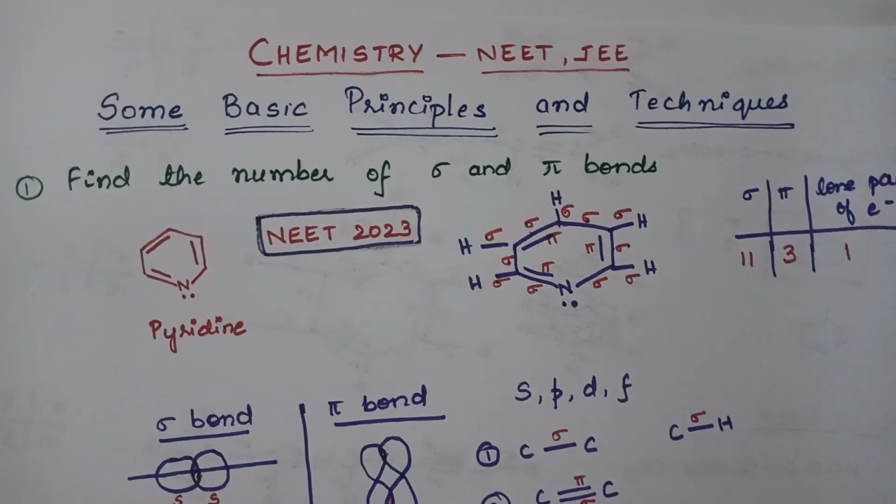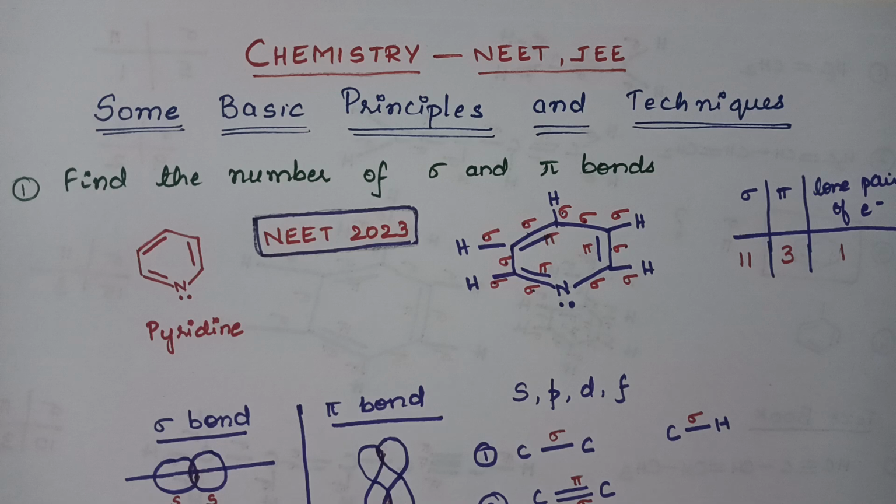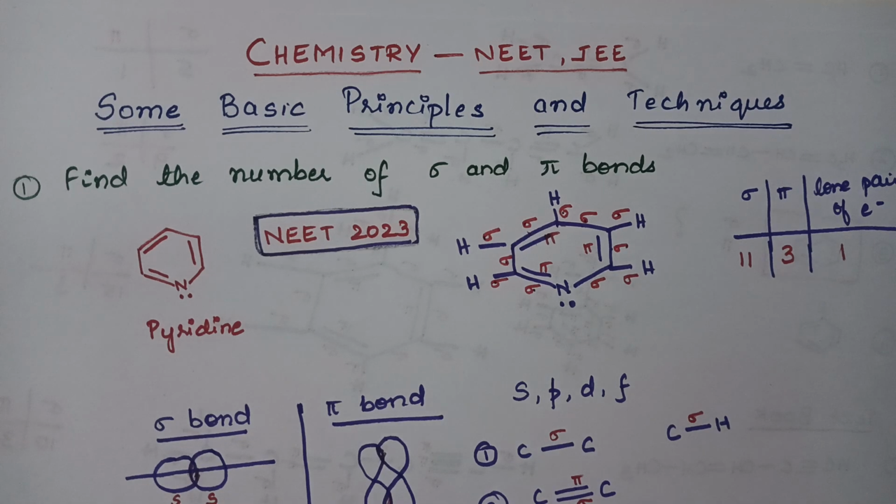So this is the question which is given in NEET 2023 examination. So students, is this easy? If question is asked, find the number of sigma and pi bonds, whether you will be able to do it? Yes. Okay. So students, in the next video I'll be teaching the next concept.